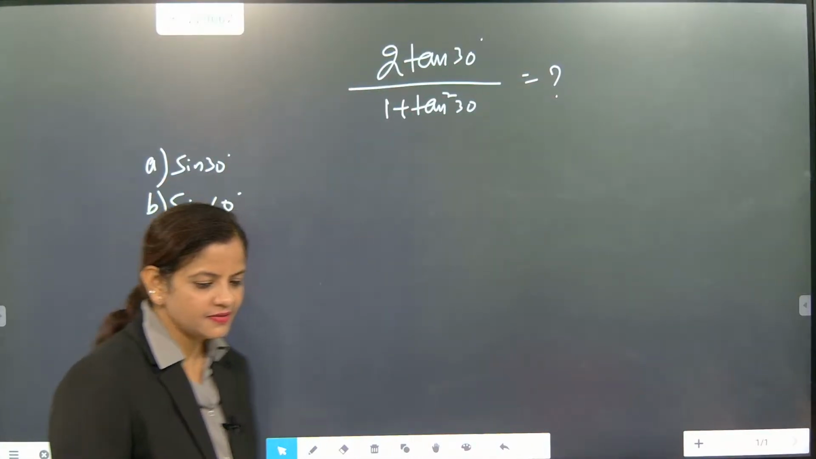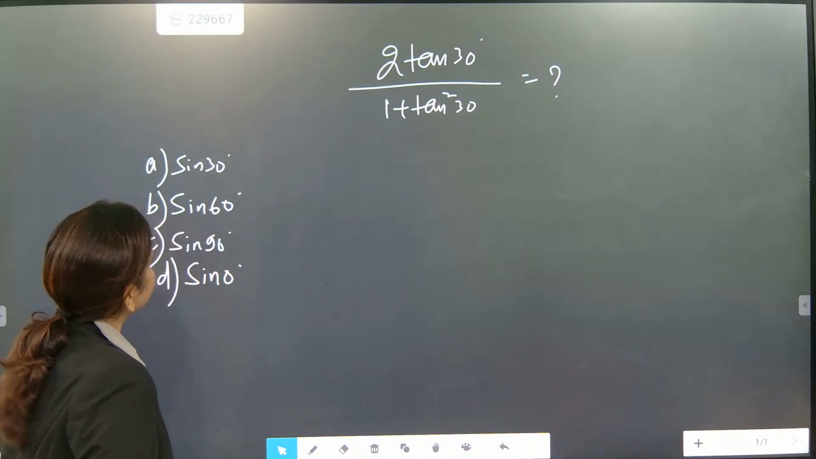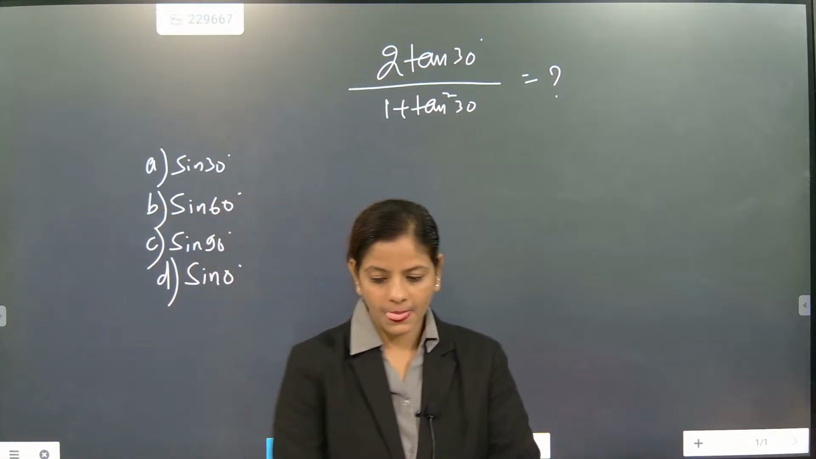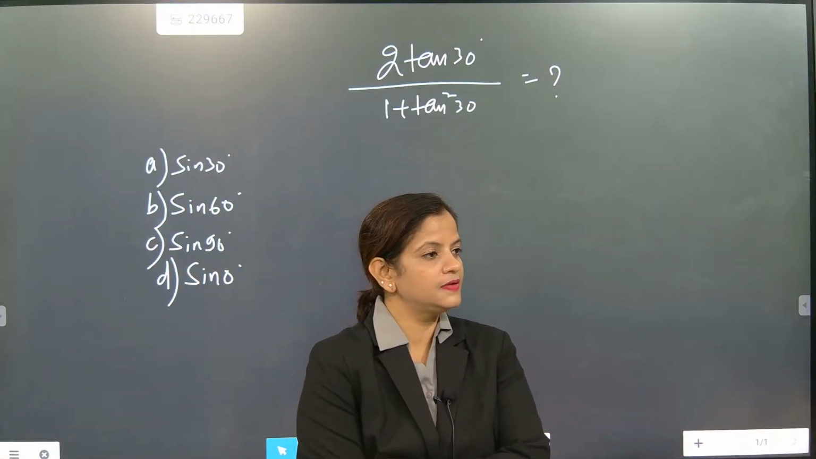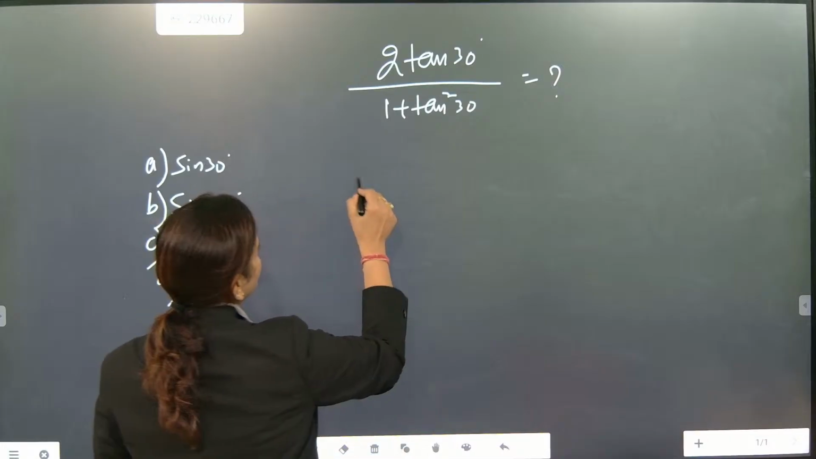What is the correct answer? Sine 60 degree is the correct answer. Huh? Sine 60 degree. Wait.